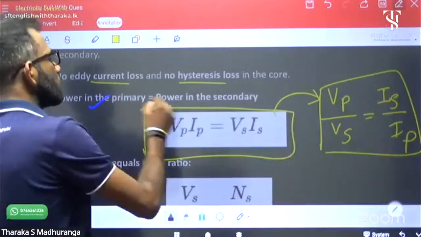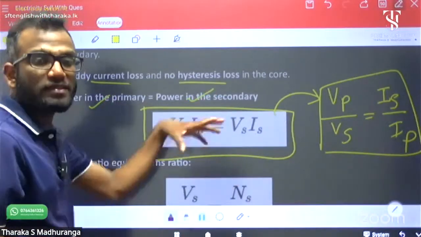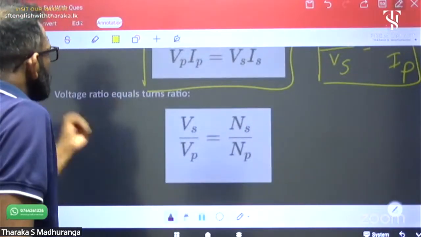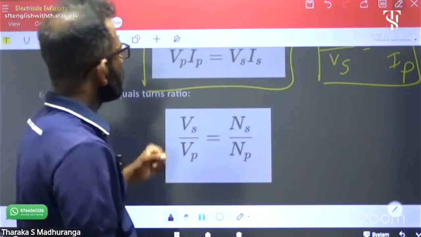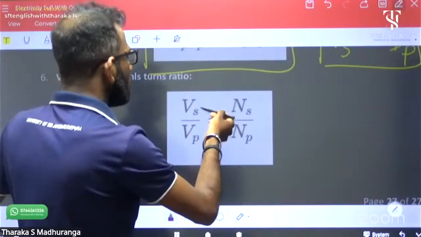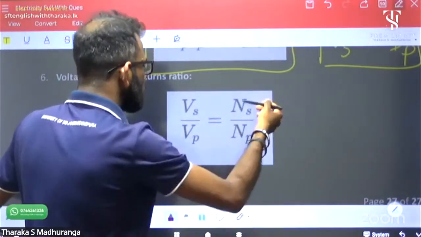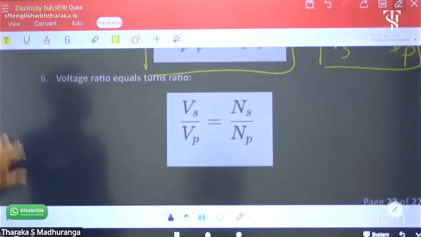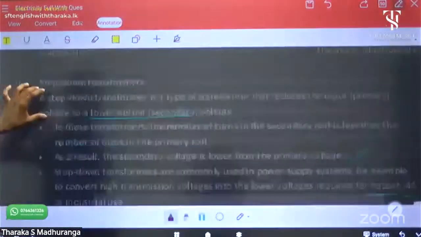The power in the primary equals the power in the secondary. That's the ideal concept. In addition, the voltage ratio is equal to the turns ratio, so we can say Vs over Vp equals Ns over Np. That's another concept that was given previously also.